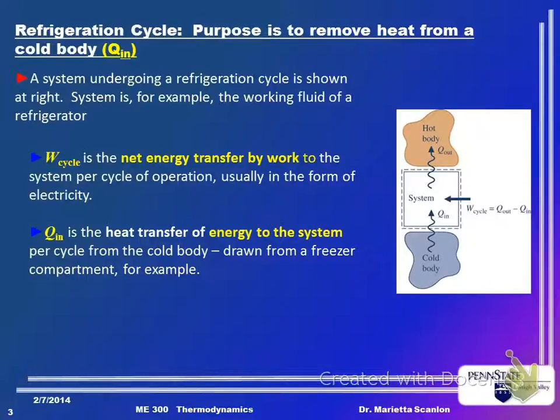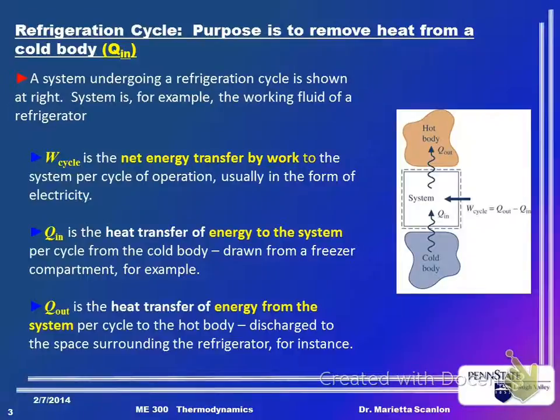Q in is the energy transfer to the system from the cold body. And in this case, the cold body is your freezer compartment or your fridge. And your Q out is the heat transfer out to the warm air, the room, whatever it is, the outside if you're looking at an air conditioner. So the difference is it's by work to the system now, as before it was work from the system.